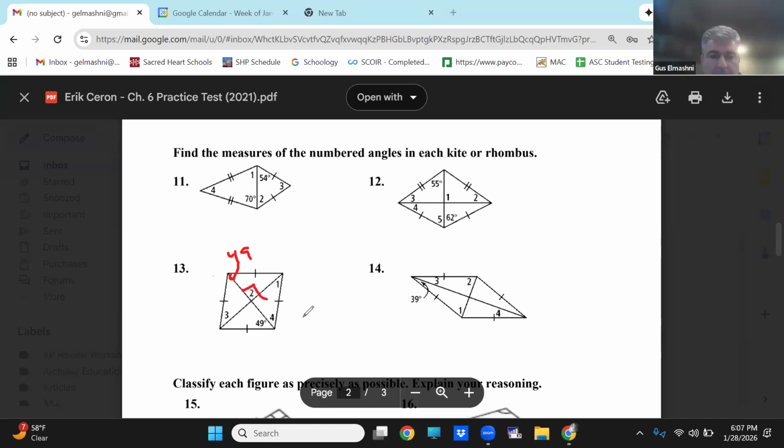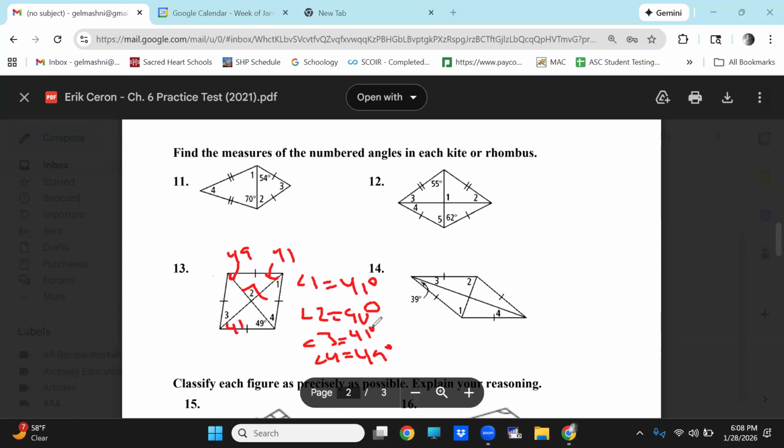Okay, so that's 90, because it cuts it in half. I should know that. So these two angles are the same. If that's 41, angle one's also 41 degrees. Angle three and angle four: if angle one's 41, angle four is 49. And since that's 41, angle three is also 41. Okay. Right.